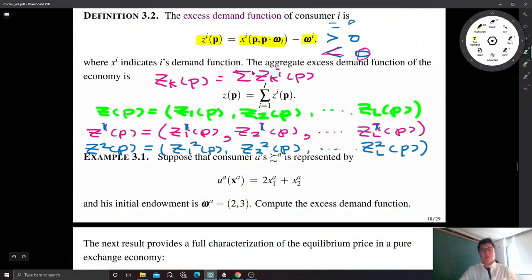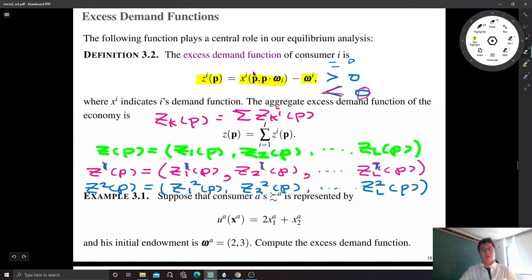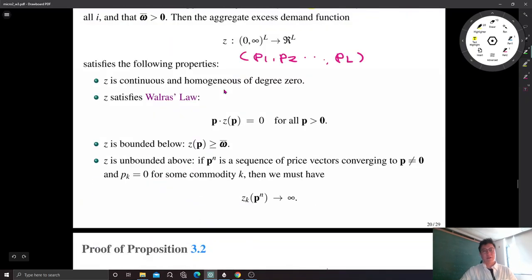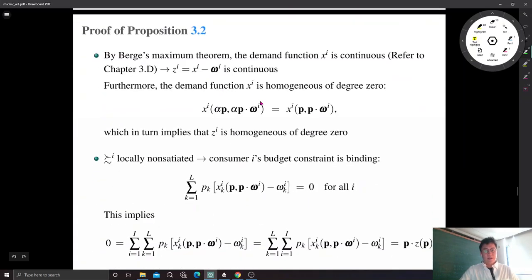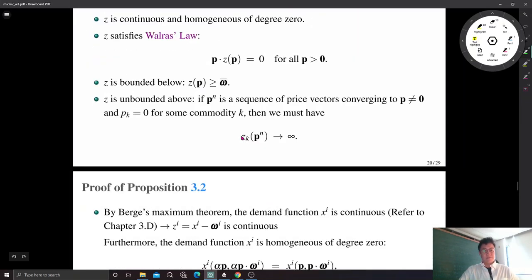So the demand function is homogeneous of degree 0 if we multiply the price vector and wealth by alpha. So the excess demand function is also homogeneous of degree 0, because even though we scale up by alpha, the demand function does not change at all. It is invariant to scalar multiples. So the excess demand function is also homogeneous of degree 0. So the first statement is done.